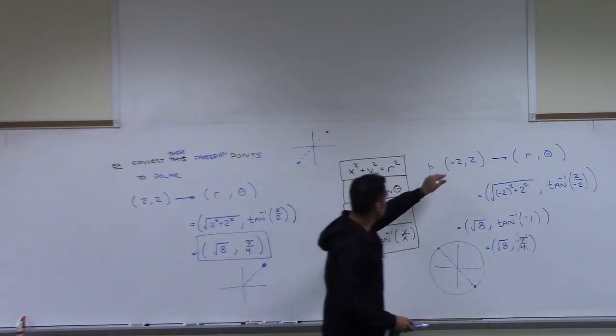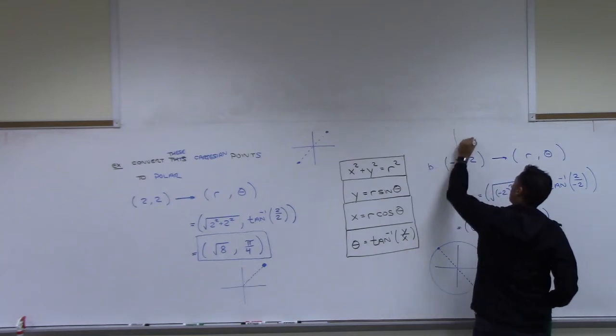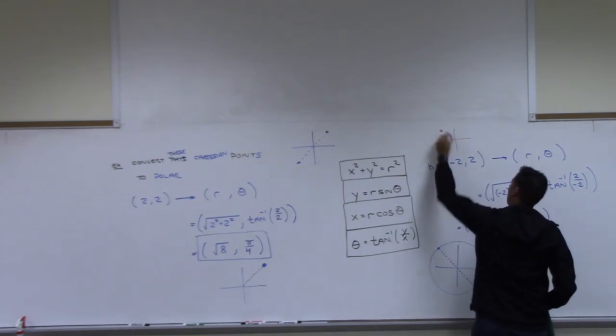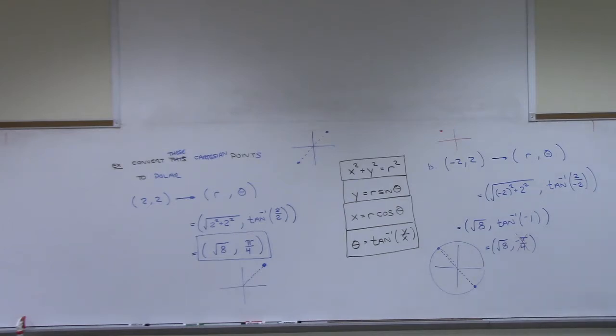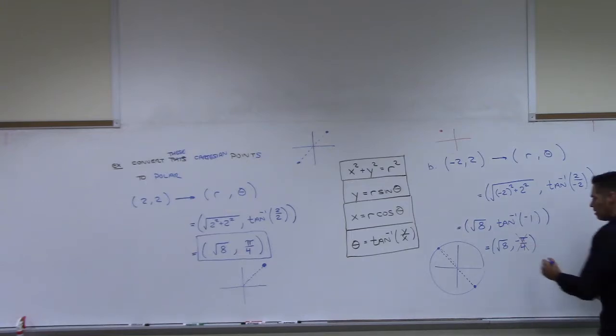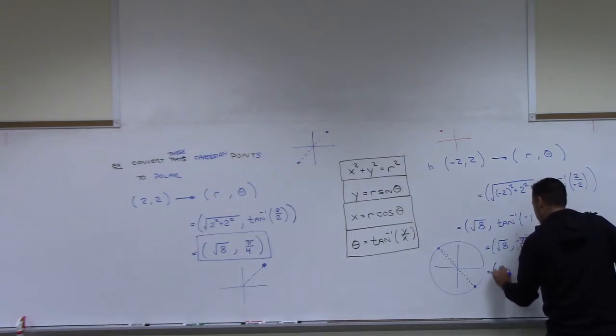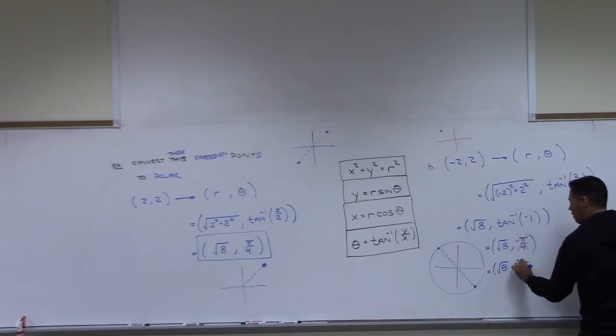Because what quadrant is this point in? It's over 2, up 2. It's up here. So it wanted this angle, right? It wanted that angle, not the other one. So we just need to recover that now. We just need to realize that and change this to be the correct angle, which should be 3 pi over 4.